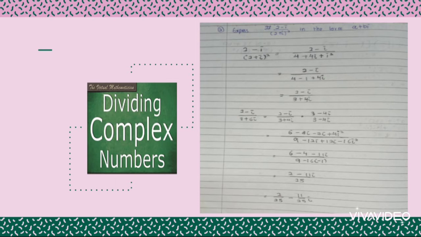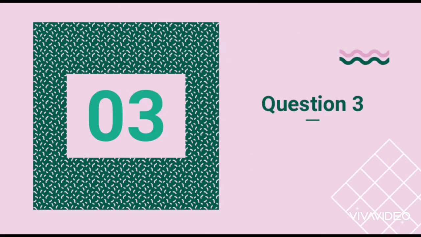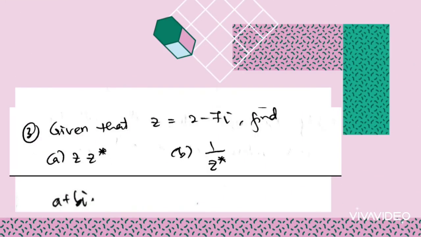First of all, we need to simplify the denominator, which is equal to 3 + 4i, so that we get a new denominator. And answering the question, we need to multiply the complex number with the conjugate of the denominator, which is 3 - 4i, and the last answer is equal to 2/25 - 11/25 i.